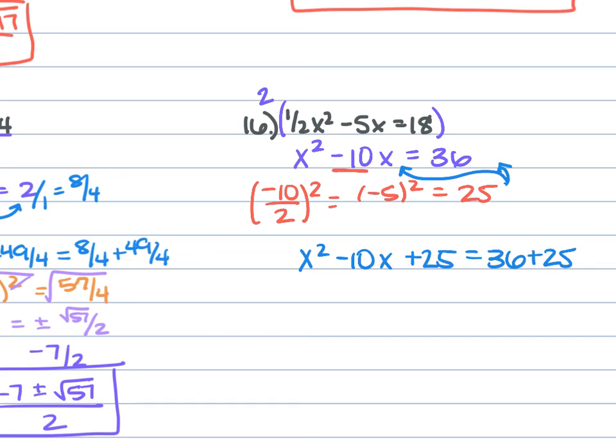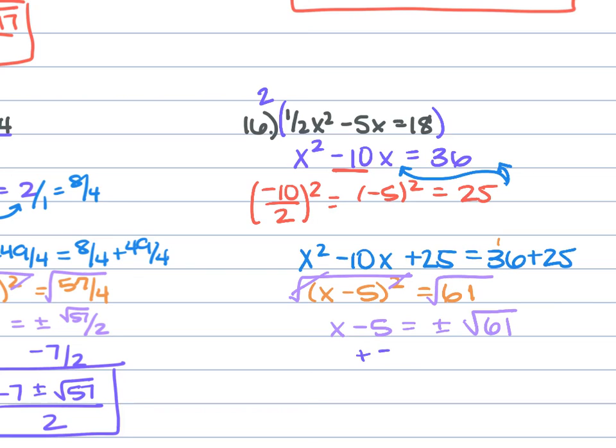We're going to be left with x minus 5 squared is equal to 36 plus 25, which is 61. So from here we take the square root of both sides. So we're going to have x minus 5 is equal to plus or minus the square root of 61. We move that 5 over by adding it to both sides, and we're left with x is equal to 5 plus or minus the square root of 61.